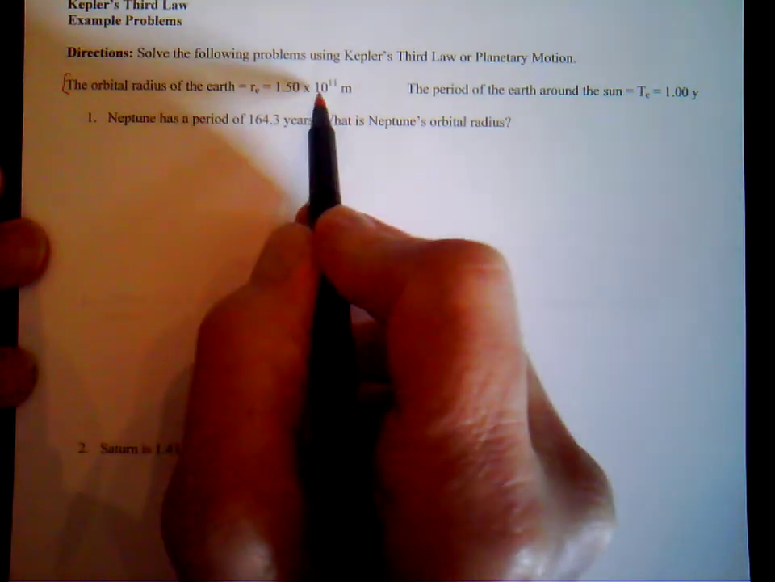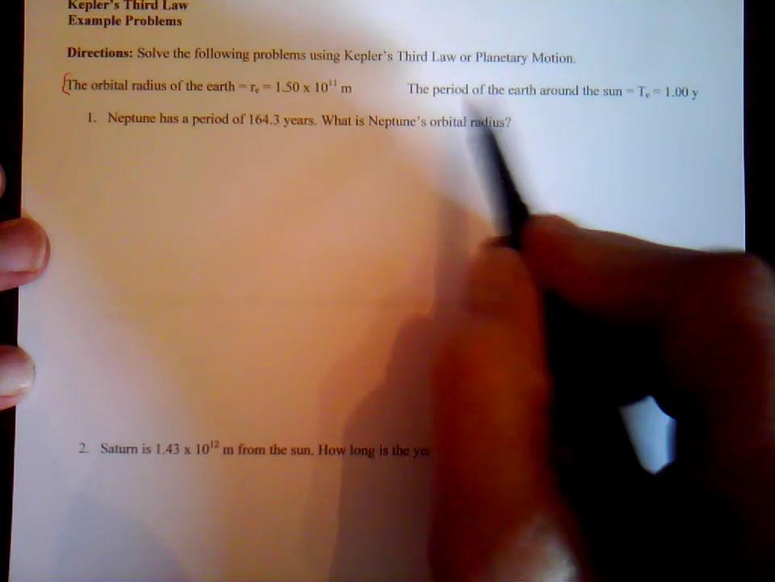Some information that is given to you is known. This is the orbital radius of the Earth. In other words, this is the distance the Earth is from the sun. This is the period of the Earth, how long it takes the Earth to go around the sun one time. The period is 1 year, or you can call it 365 days, or 12 months, or whatever unit of time you want. We'll just say 1 year for right now. Now, let's take a look.